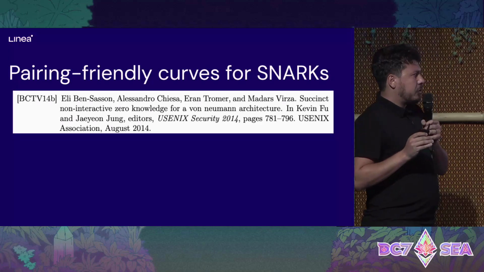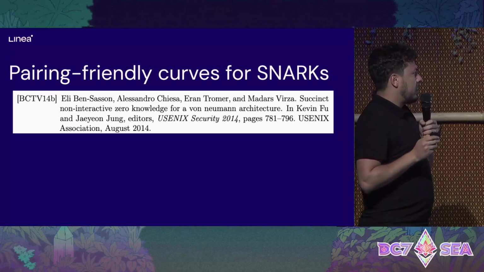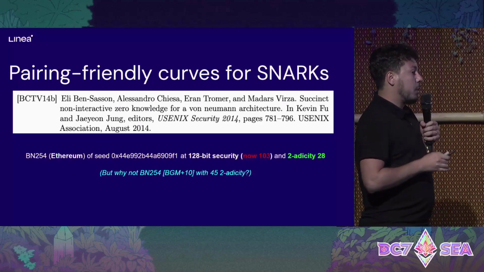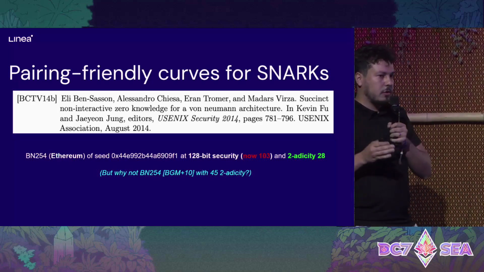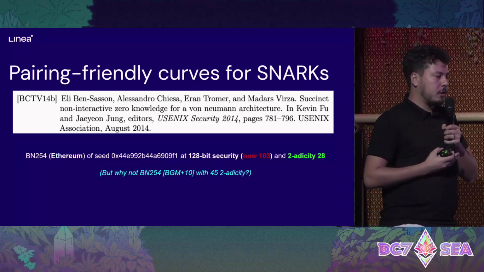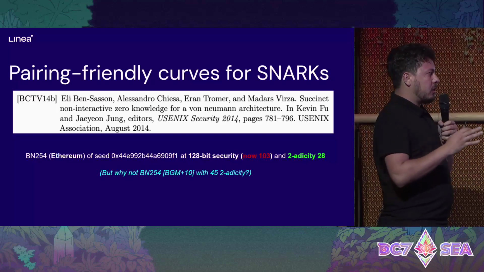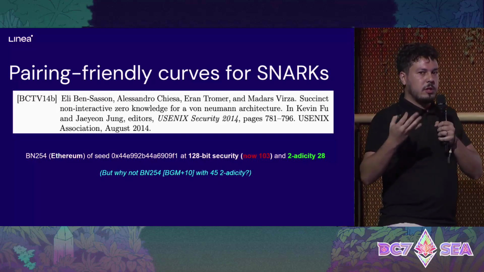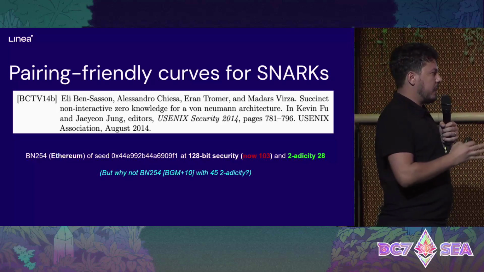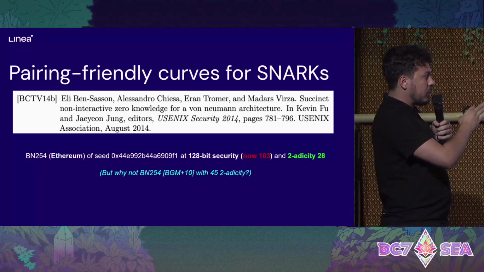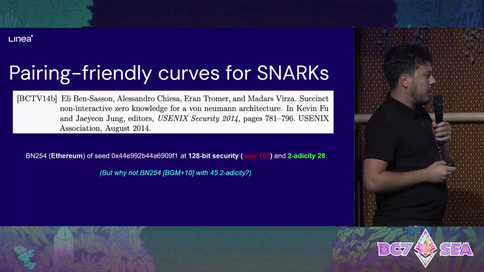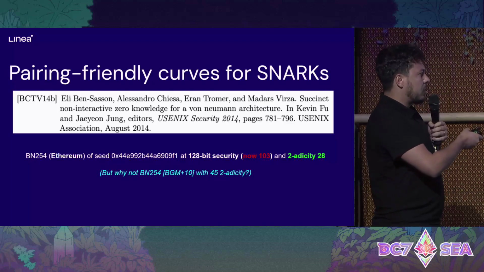So next year, pretty much the same authors proposed the famous BN254 curve, the curve that we are using today in Ethereum. And what they wanted is a high 2-adicity. I mean, BN curves were used in pairing-based cryptography, but in SNARKs, they wanted a high 2-adicity. So they constructed this curve with 2-adicity 28. But my question is, why didn't you use the curve from Pantry?